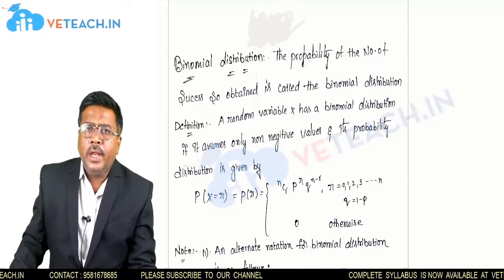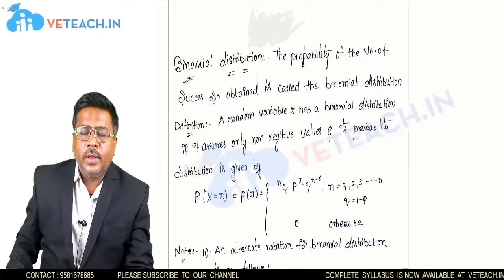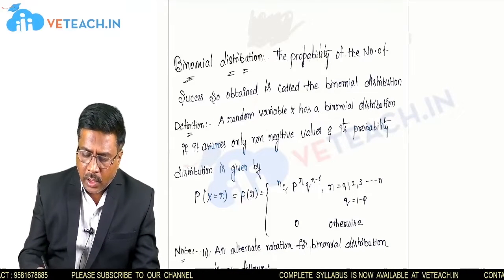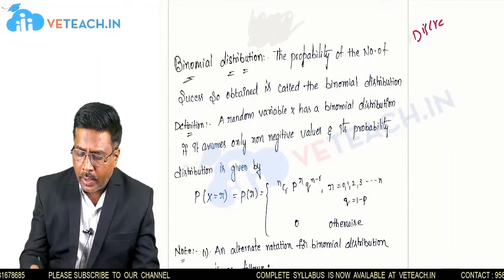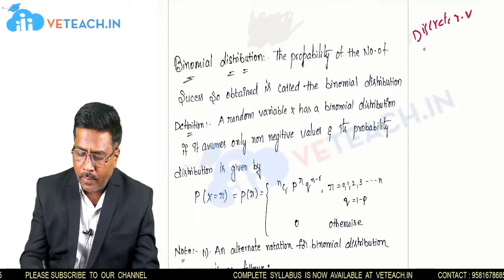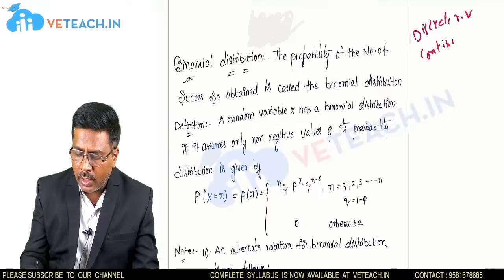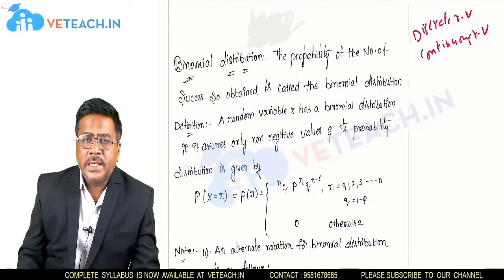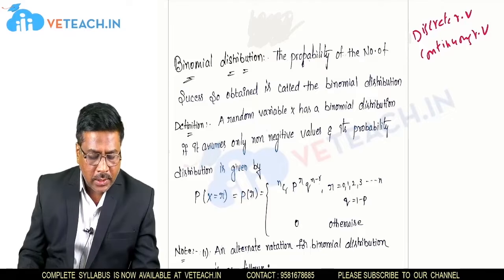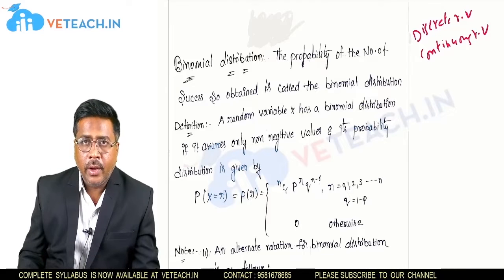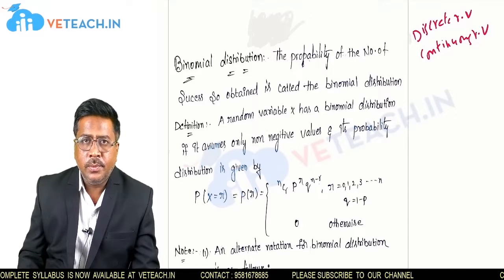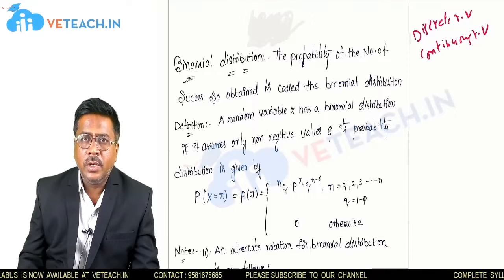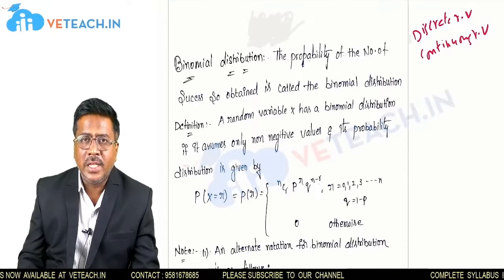In that, the variable is to be present. That variable can be divided into two parts. The first one is called a discrete random variable, and the second one is a continuous random variable. Depending upon that, we classify the distributions like this: binomial distribution, Poisson distribution, normal distribution, and also uniform distribution. Whatever the variable is in the distribution, we classify like this.